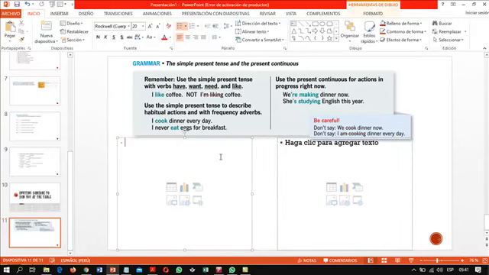First, remember that we use present simple to describe habitual actions, right? It means routines, right? Things that we do every day. Like we study English on Sundays in the morning, right? Or we go to school from Monday to Friday. Or I always wake up at 6 o'clock, right?